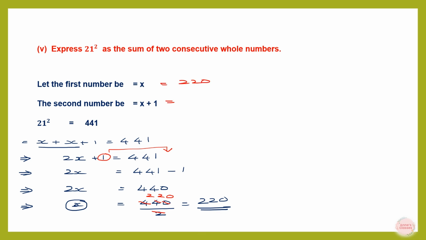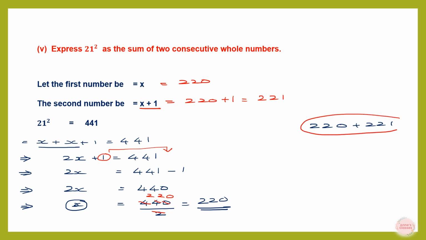So the second number will be x plus 1. That means 220 plus 1, which is 221. So we have got our answers. 21 squared is 220 plus 221. So the answer is 220 plus 221. It will give us 441, which is the square of 21.